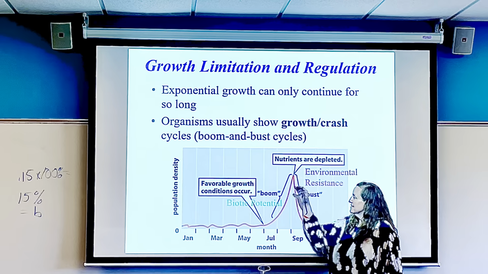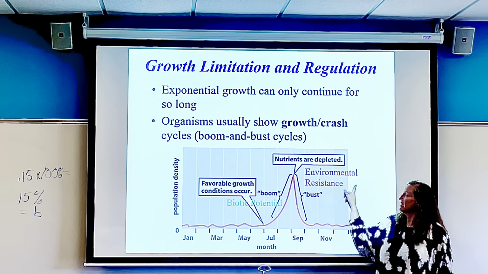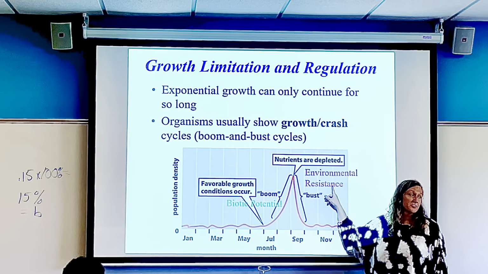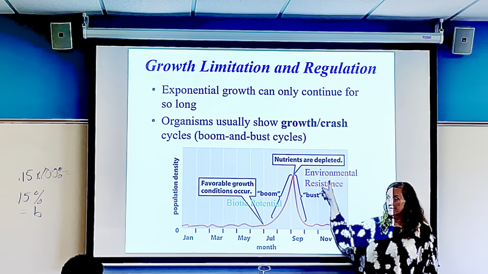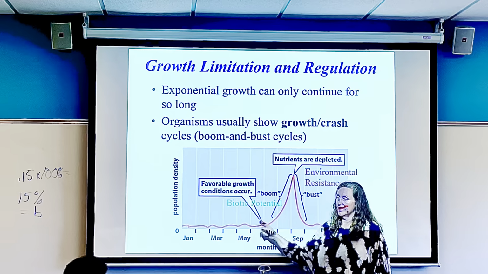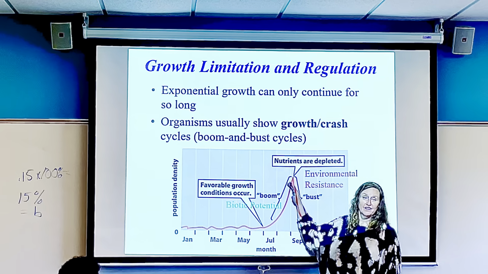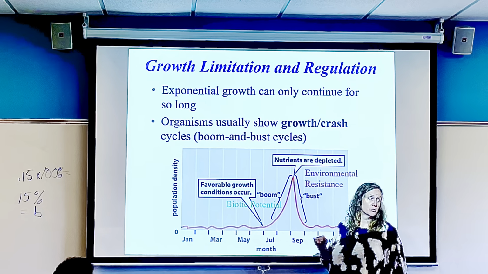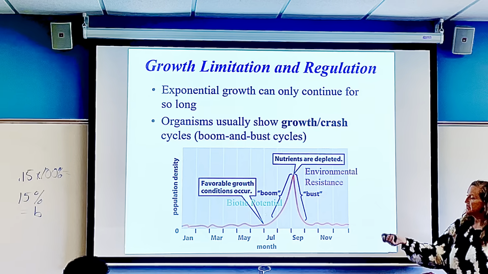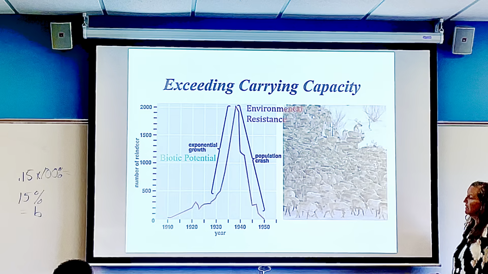What makes the bust start to happen? All those things that I mentioned that start to decrease and become areas of great competition, it's environmental resistance. So here you have growth, which is the biotic potential, and when growth gets hindered, that's caused by environmental resistance. These are the two influences of population ecology and growth.